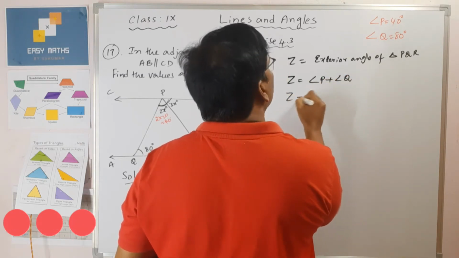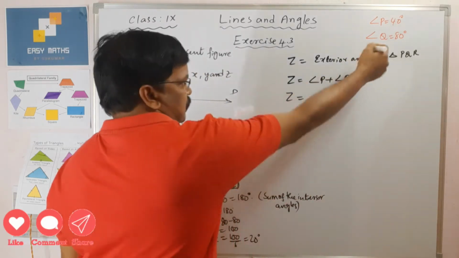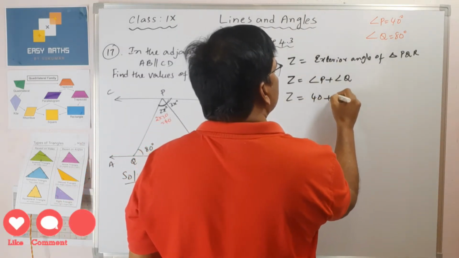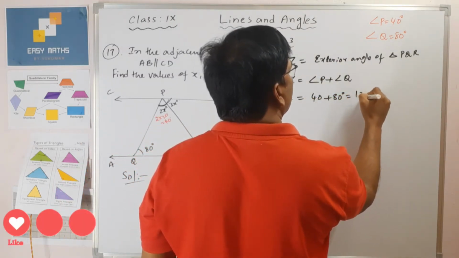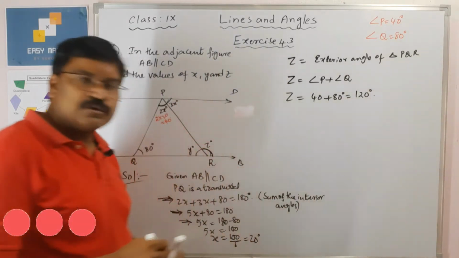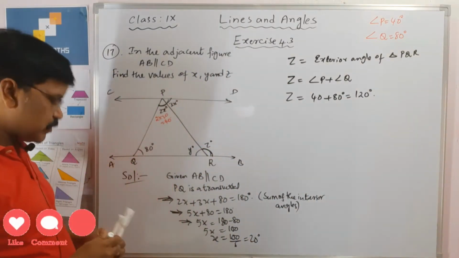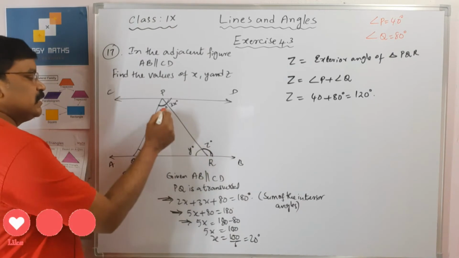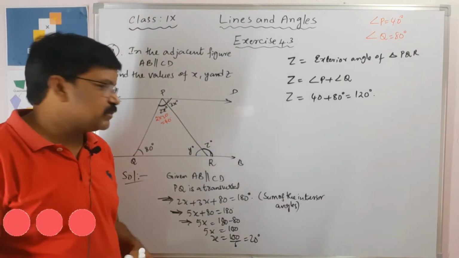So this Z is equal to angle P, what is it here? 40 degrees plus 80 degrees. Angle Q is 80, that is 120 degrees. So this Z is equal to 120 degrees. This Z is 120 degrees, right?